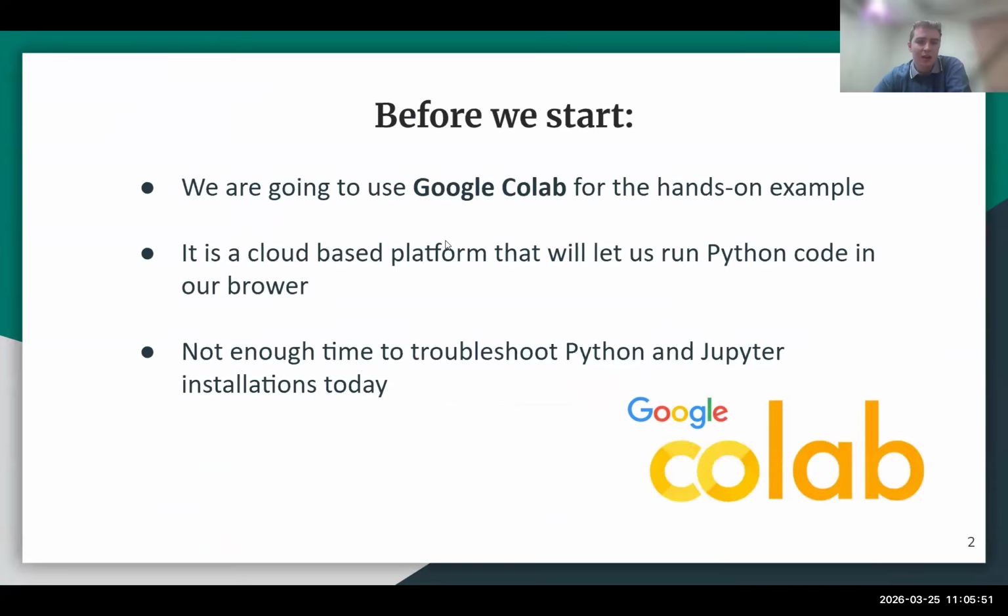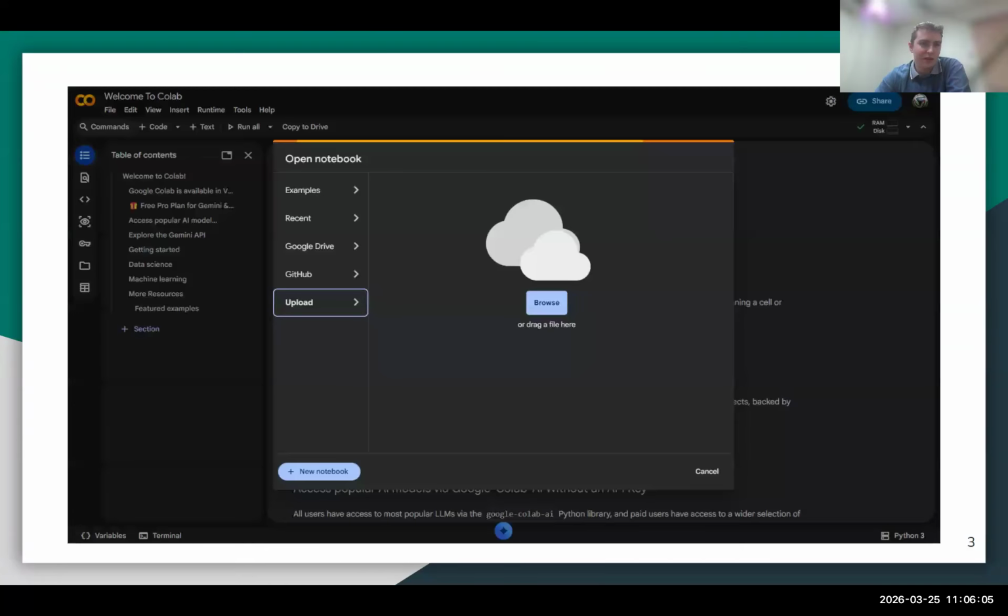Google Colab is a cloud-based platform that will let us run Python code right in our browser. While I'm talking in these first few minutes, if you could look up Google Colab, log in with your Gmail account, and ideally get to a page like this that will let you upload a notebook, that will allow you to follow along during our hands-on example.